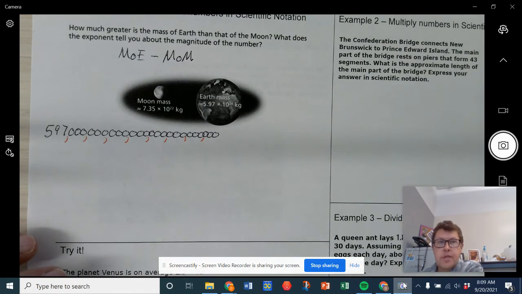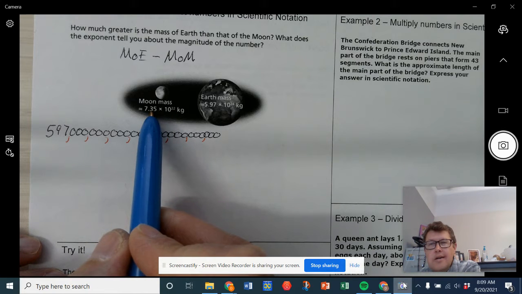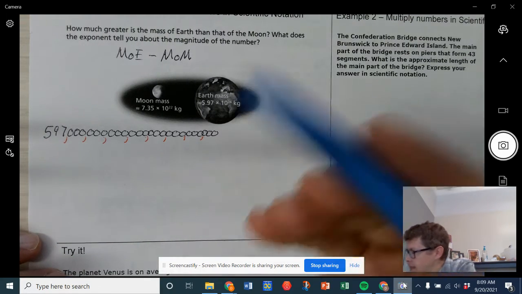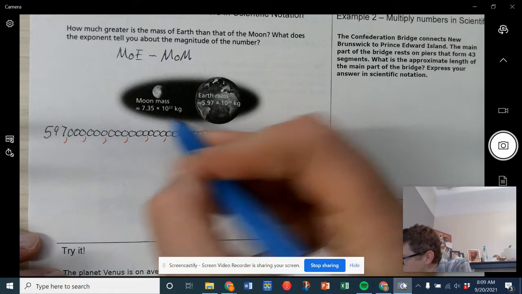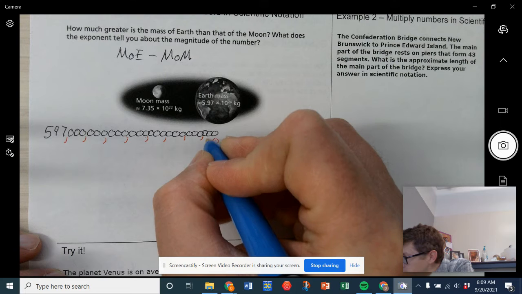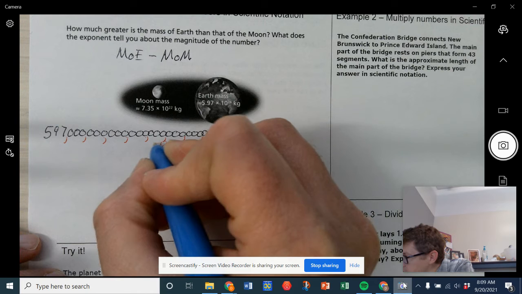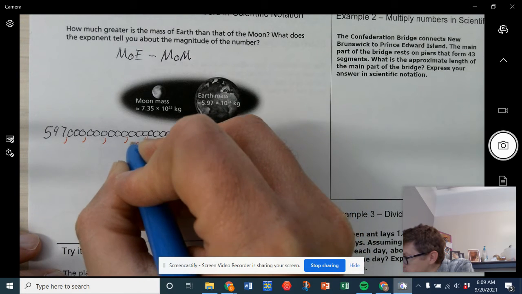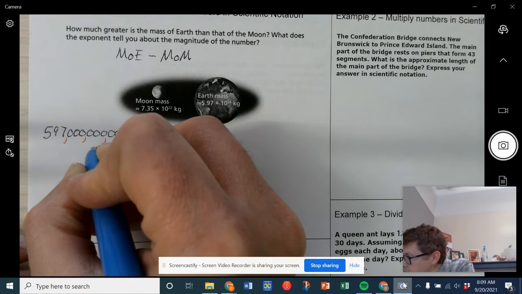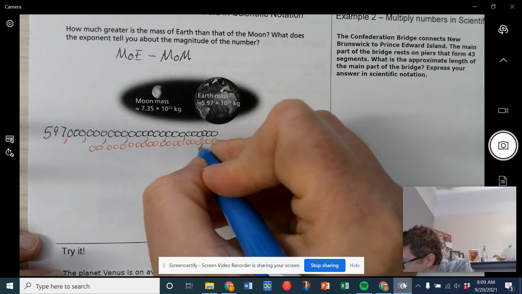Okay. So then for the Moon, this is going to be 22 minus those two digits, so 20 zeros. I'm going to start this way so I can line them up better. So this is the mass of the Moon, and I need 20 zeros. There are 22 spaces, but 2 of those spaces are already taken by the 3 and the 5. So 1, 2, 3, 4, 5, 6, 7, 8, 9, 10, 11, 12, 13, 14, 15, 16, 17, 18, 19, 20. And then let's double check.